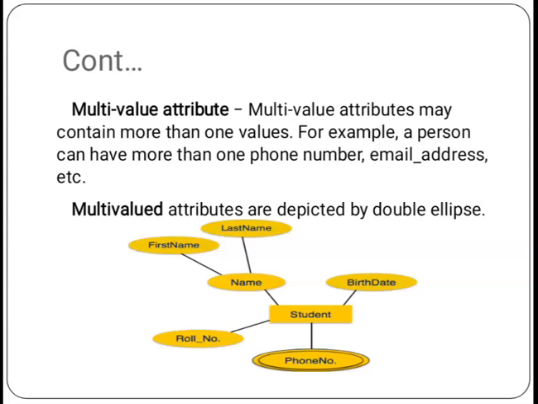Another one is the multi-value attribute. Multi-value attributes may contain more than one value. For example, a person can have more than one phone number or email address or WhatsApp ID or Instagram ID and so on. Here, the student entity has the attributes roll number, name, birth date and phone number. Here, phone number is a multi-value attribute because some students have more than one phone number. It is represented by a double ellipse because multi-value attributes are represented by double ellipses.